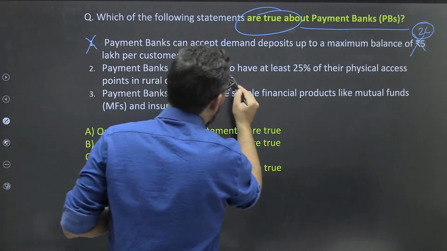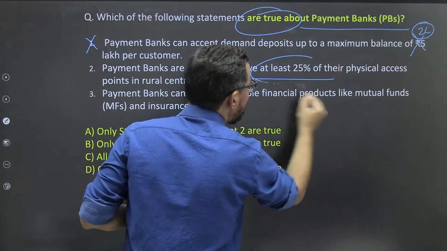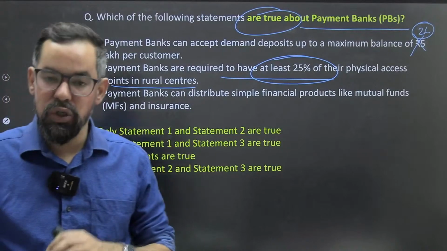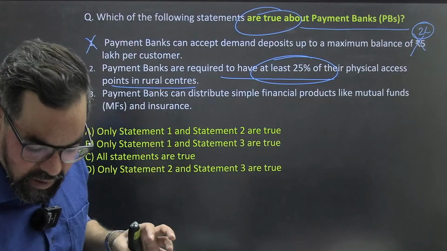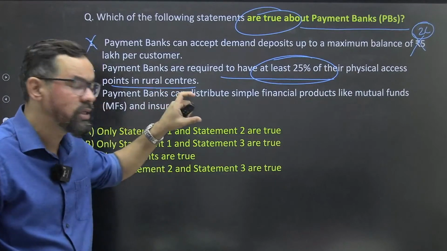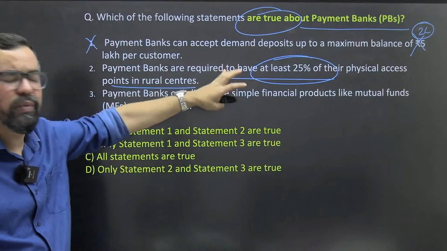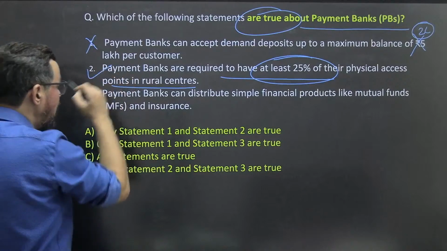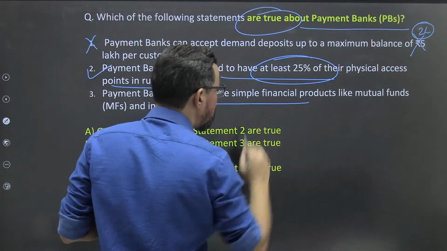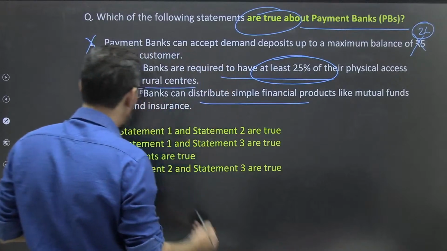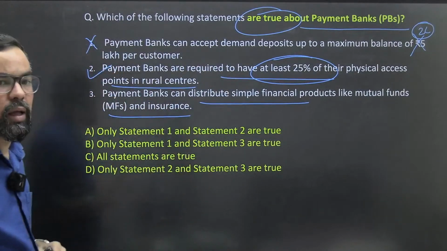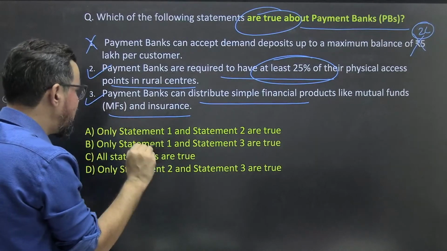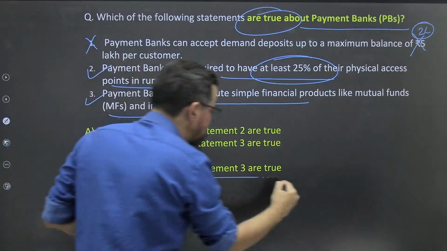Payment banks are required to have at least 25% of their physical access points in rural areas. Financial inclusion was the primary objective of these banks, and RBI came up with the condition that they create 25% of their branches in the rural areas. So this is correct. Payment banks can distribute simple financial products like mutual funds and insurance, as third party products. So statements 2 and 3 mean option D will be the right answer.